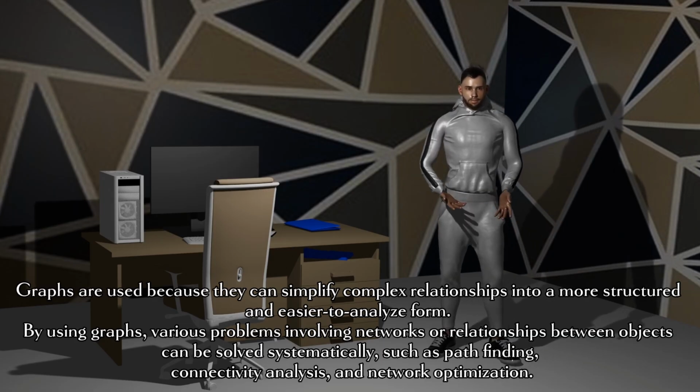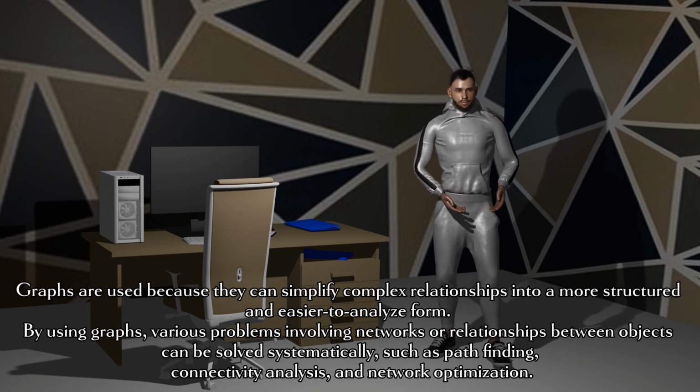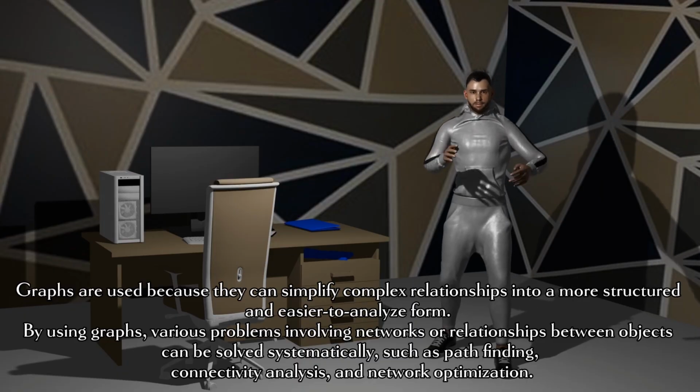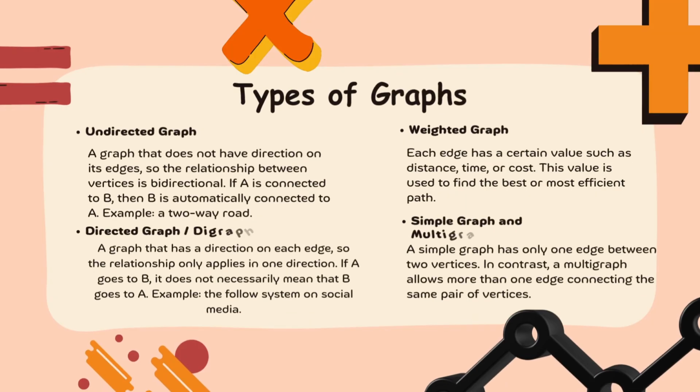By using graphs, various problems involving networks or relationships between objects can be solved systematically, such as pathfinding, connectivity analysis, and network optimization. Types of graphs. 1. Undirected graph, a graph that does not have direction on its edges, so the relationship between vertices is if A is connected to B, then B is automatically connected to A.